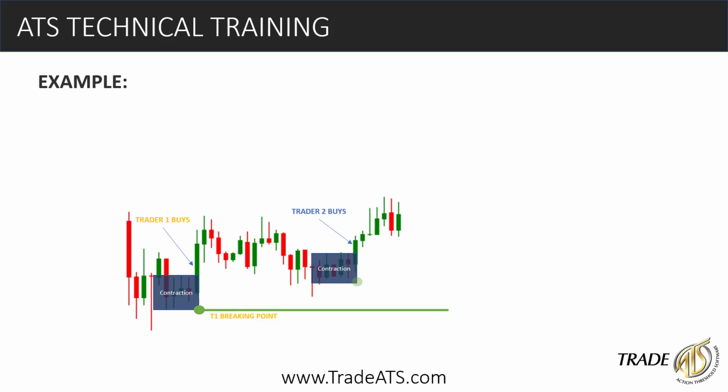Now there's another contraction phase here and another breakout to the long side. So we're going to say trader 2 now buys here. So we got traders getting heavy on the long side because they're seeing the price crawl up. Now, market comes down, tests those breaking points. Those traders now are out of the money. They feel uncomfortable. Trader 1 and trader 2 sell for a loss because it's below where they got in.